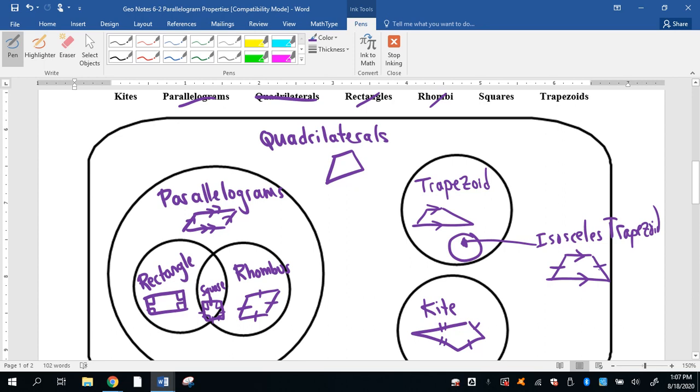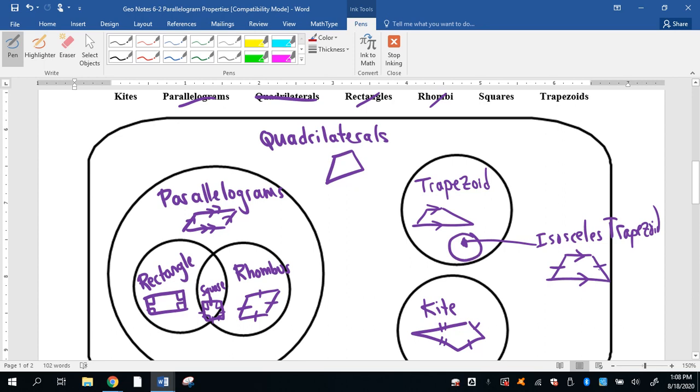Okay, so you have to know this Venn diagram. Can you write it out with the vocabulary words, and can you draw a picture of each definition? In the future, I'm going to ask you, in addition to this Venn diagram, to add how many properties each one of these has.